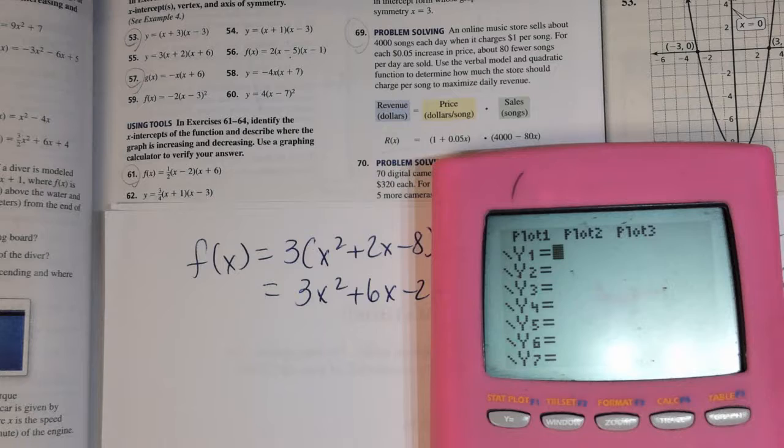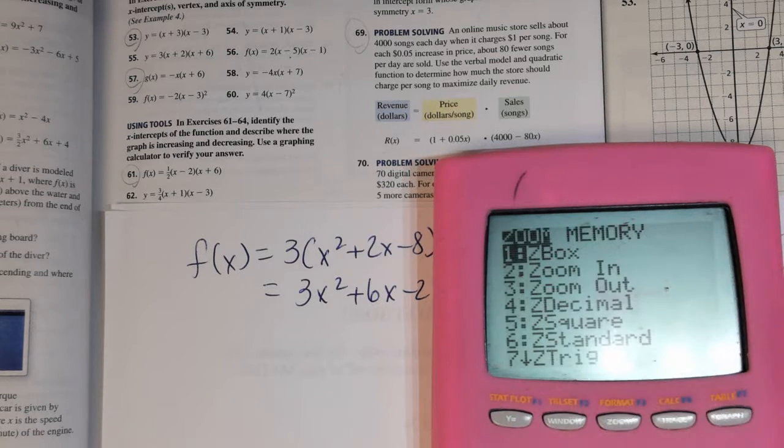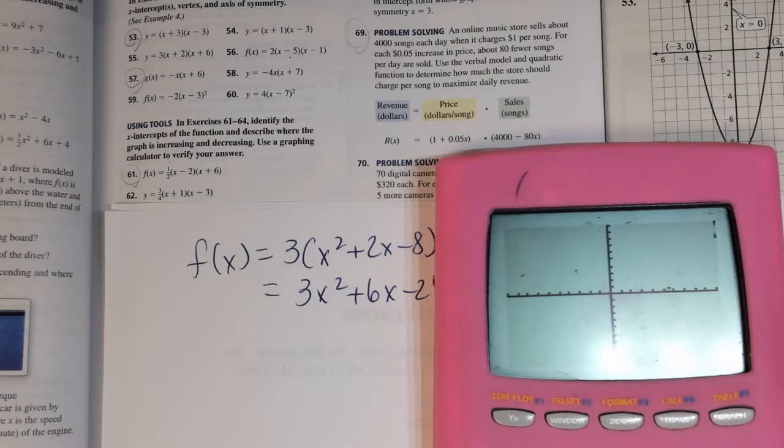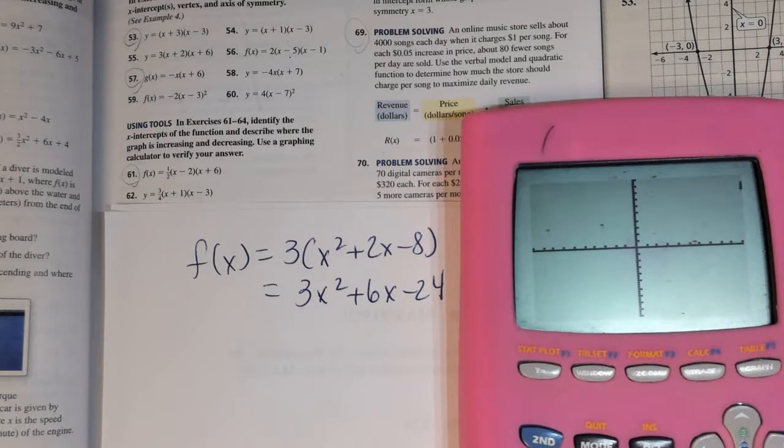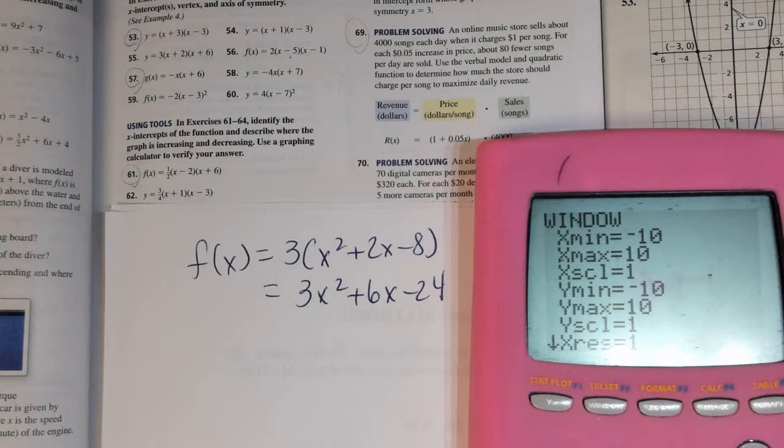Okay, so we're going to type this into our calculator. We have 1 plus 0.05x times 4,000 minus 80x. Now, most of you would probably do a Zoom 6. That's what we've kind of been taught to do. So here's the way this revenue function looks. We're not seeing much of anything. We've got to know how to change the window. We've got to be persistent with this.